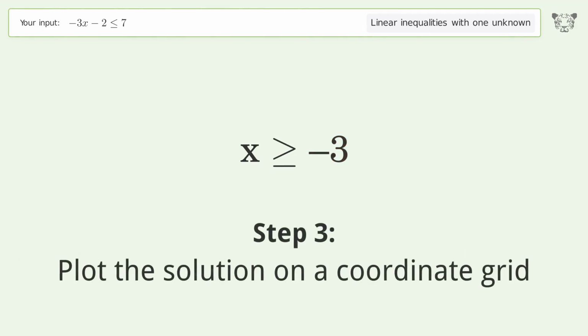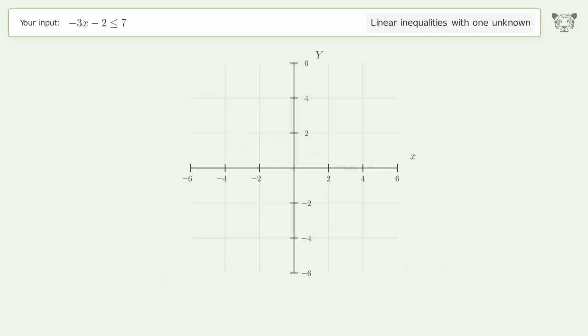Plot the solution on a coordinate grid. And so the final result is x equal or greater than -3.